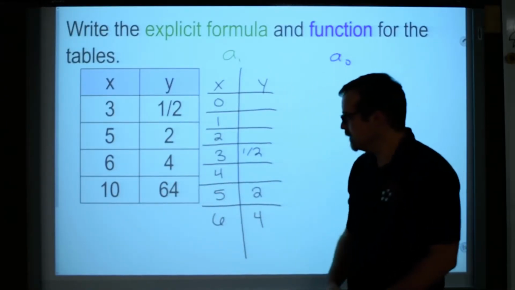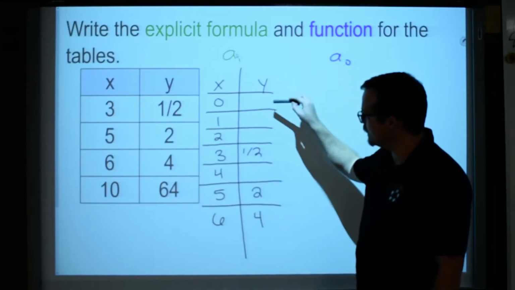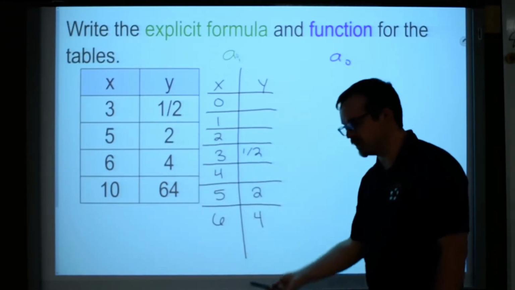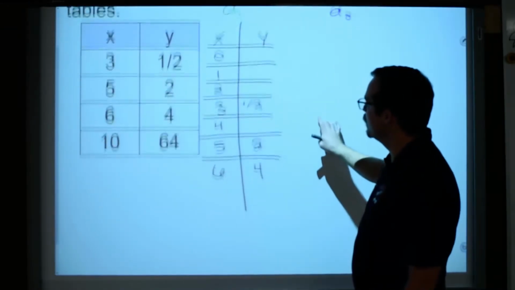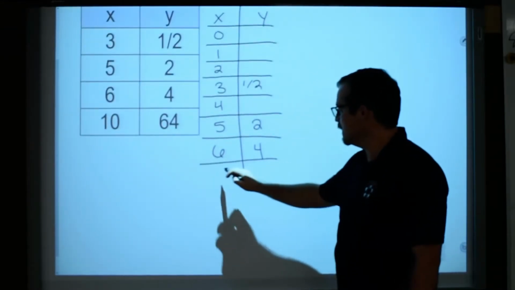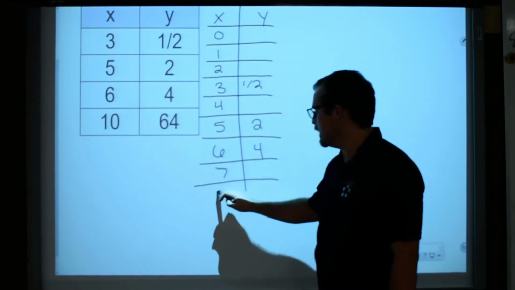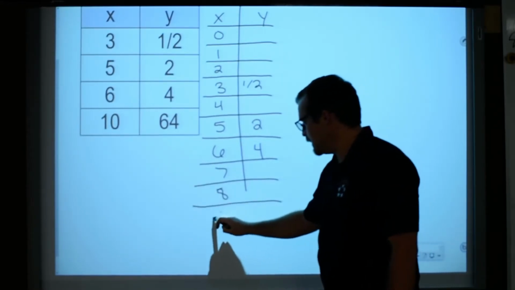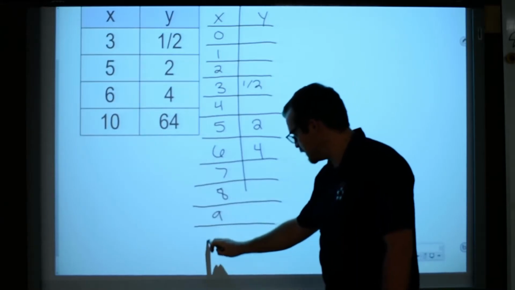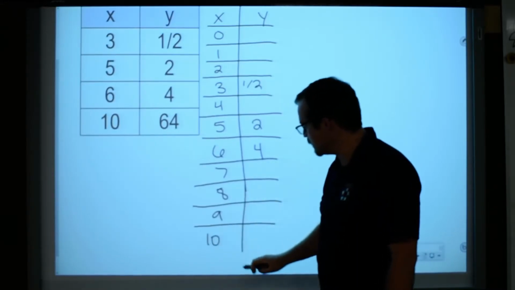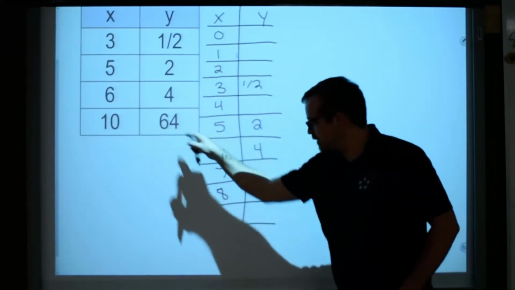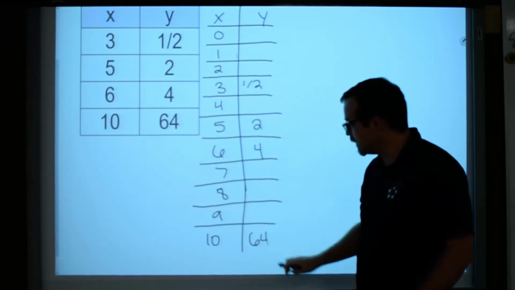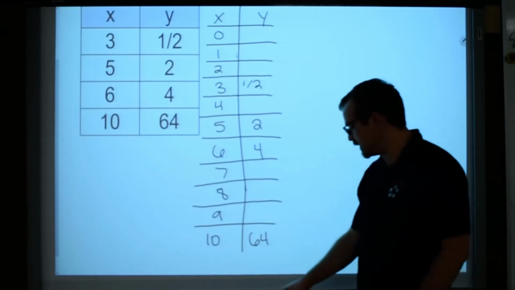I really could, because if my common ratio or difference works for all these, then chances are it's going to work out to 10. We should continue on though, just to double check, 7, 8, 9, and 10. So there we go. There's my ugly table. My sixth term is 4. My 10th term is 64. All right, that's a big table to fill out to double check.